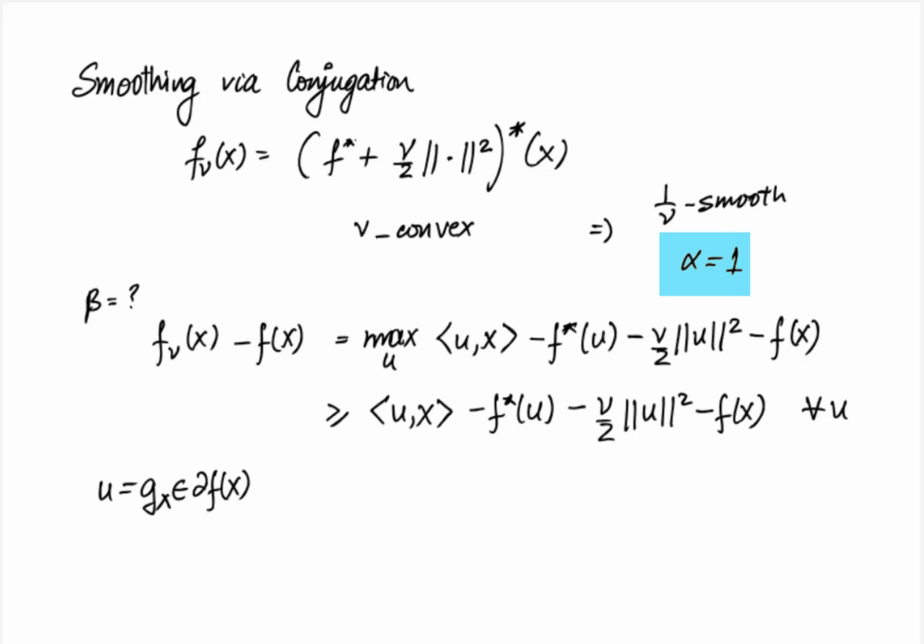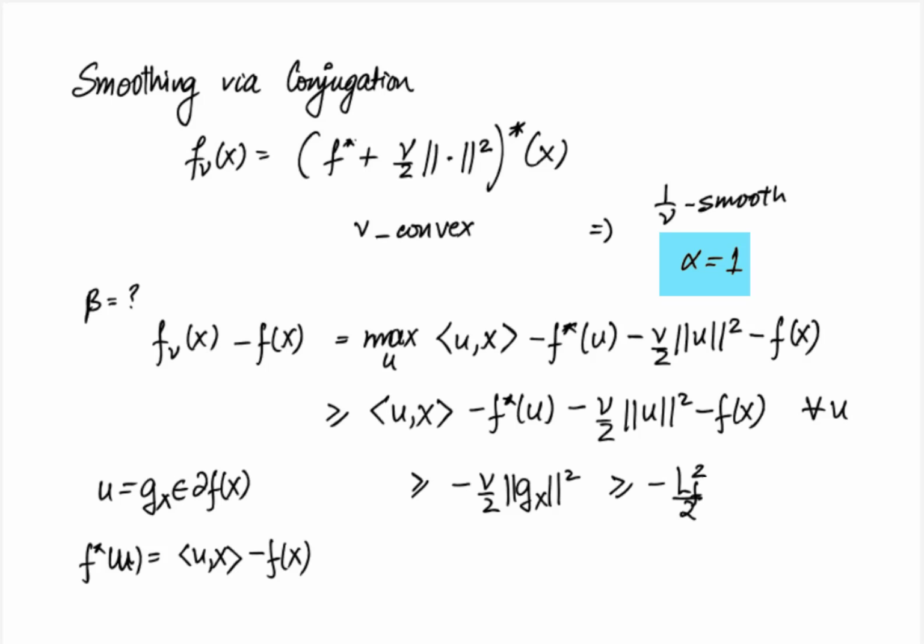So by the conjugate subgradient theorem, we have that f star of u is equal to the inner product of u comma x minus f of x. So substituting this back, we obtain that f nu of x minus f of x is greater than or equal to minus nu by 2 norm square of g(x), which is greater than or equal to minus L_f square by 2 times nu. So this implies that L_f square by 2 is the beta value we require. The proof for showing f of x is greater than or equal to f nu of x is also similar and is left as an exercise.